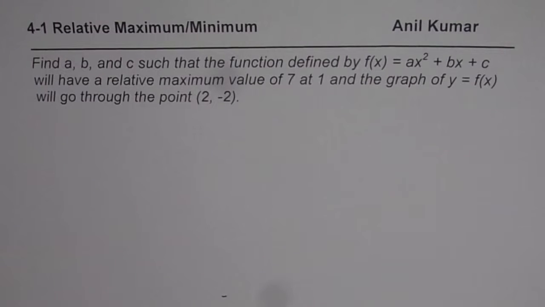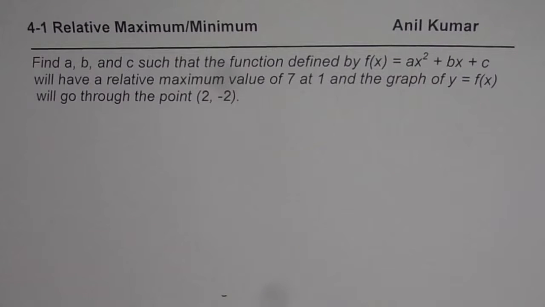I'm Anil Kumar, and in this video we will learn this strategy to find a function when we are given relative maxima or minima. The question here is: find a, b and c such that the function defined by f of x equals ax squared plus bx plus c will have a relative maximum value of 7 at 1, and the graph of y equals f of x will go through the point (2, -2).